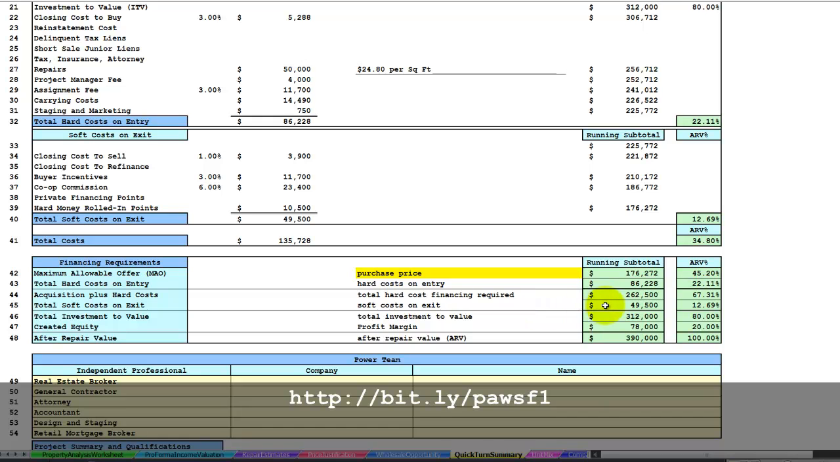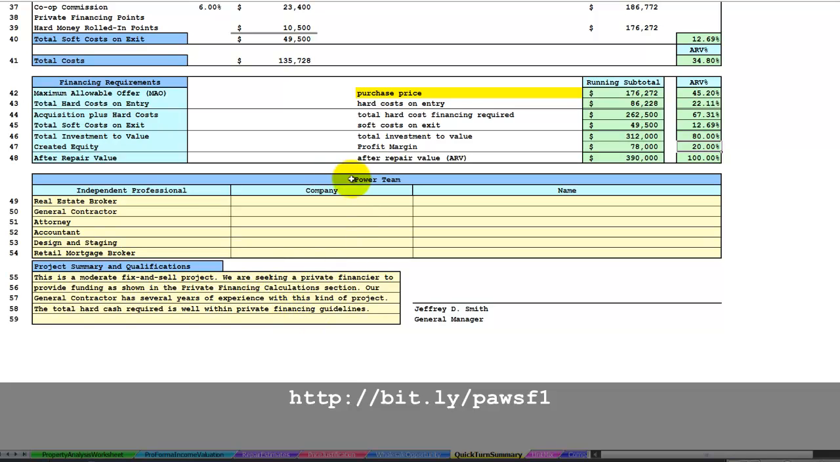Soft costs on exit, these are the costs needed to get out of the deal to sell to a retail buyer. I don't need any cash for this because these costs will be paid from my HUD-1 settlement statement when I sell to the retail buyer from the money that the retail buyer brought to the closing table. And the profit margin of 20% after repaired value we're assuming is $390,000.